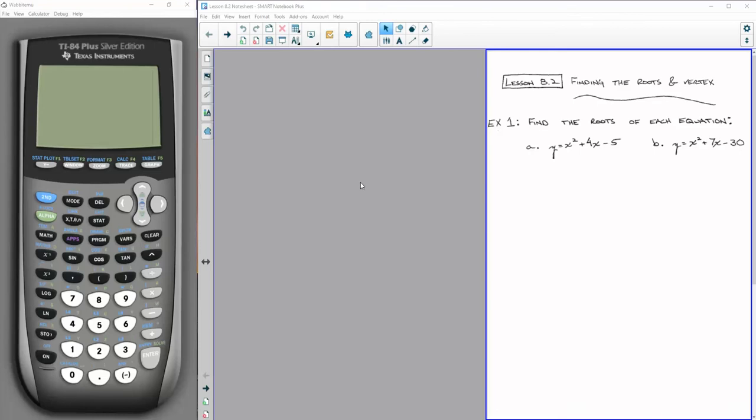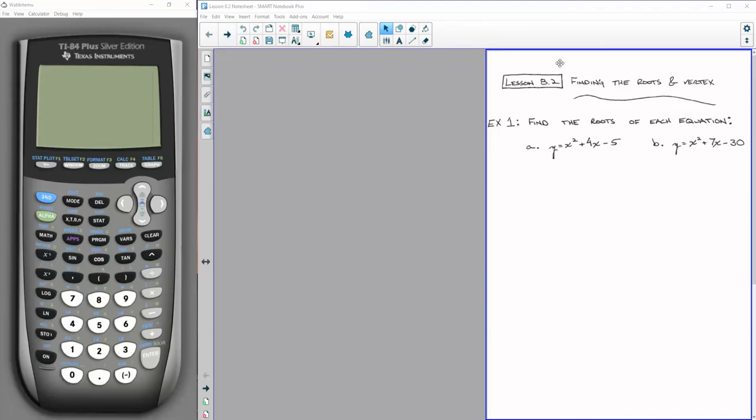Hi, students. Mr. Kaczynski with you, and we're going to go through a lesson today on finding roots and vertexes of quadratic equations. We're going to do it twice. So here we go. Find the roots and vertexes of each equation.